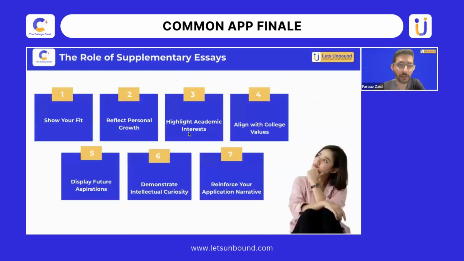So firstly, you need to see these various specific points that you need to show across your fit. You need to be showing a certain aspect of personal growth. You need to highlight your academic interest, try to align with college values, display future aspirations, demonstrate intellectual curiosity, and very importantly, reinforce your application narrative. Now, what does all of this individually mean?